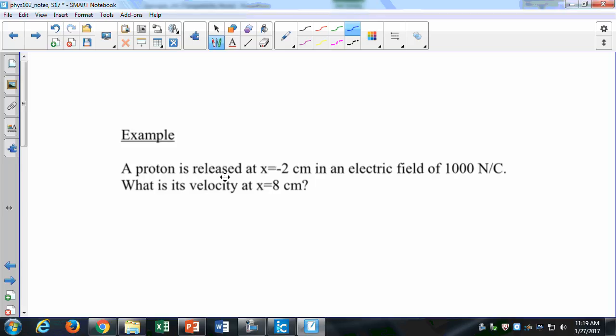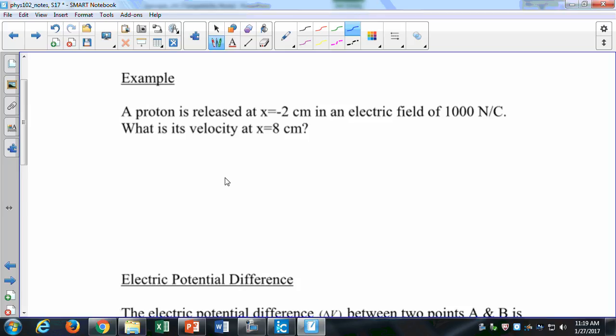All right, let's try this. I have a proton. It's released at x equals -2 centimeters in an electric field of 1,000 newtons per coulomb. What is its velocity at x equals 8 centimeters? Your reading goes into this quite a bit too. For next week, your reading is due on Tuesday.